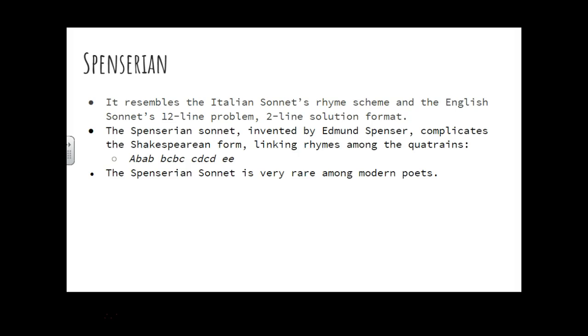The Spenserian sonnet complicates the Shakespearean form of linking rhymes among the quatrains. Okay? So again, what is so difficult about this one is it's going to connect. You have to have a lot more rhyming words in there, right, than just A, B, A, B, C, D, C, D. It's a little more simple to do that. The Spenserian sonnet is very rare among modern poets. Okay? Sonnets in general are pretty rare. They're not like the hip form of poetry nowadays, if that makes sense. But the Shakespearean and the Petrarchan are going to be used a lot more, okay, when people are writing. Spenserian isn't as pretty of a flow.